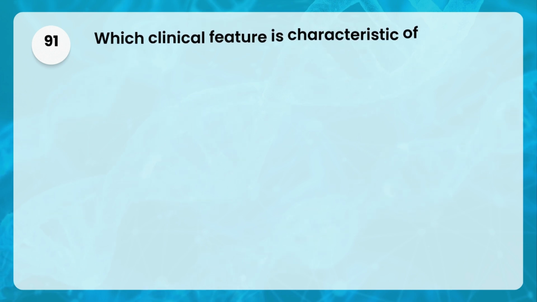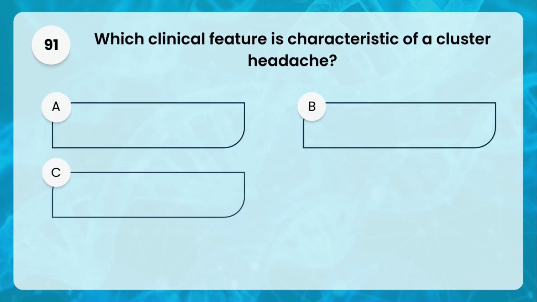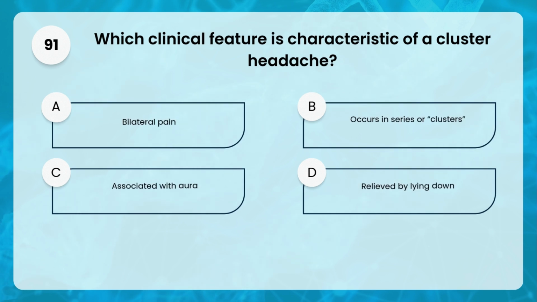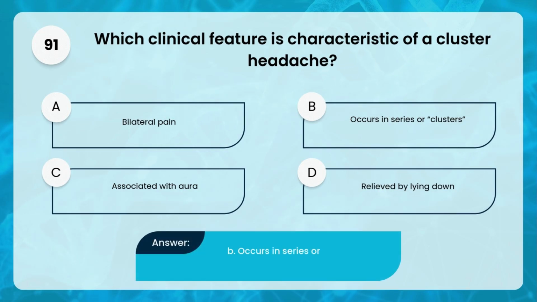Number 91. Which clinical feature is a characteristic of a cluster headache? A. Bilateral pain. B. Occurs in series or clusters. C. Associated with aura. D. Relieved by lying down. The answer is B. Occurs in series or clusters.